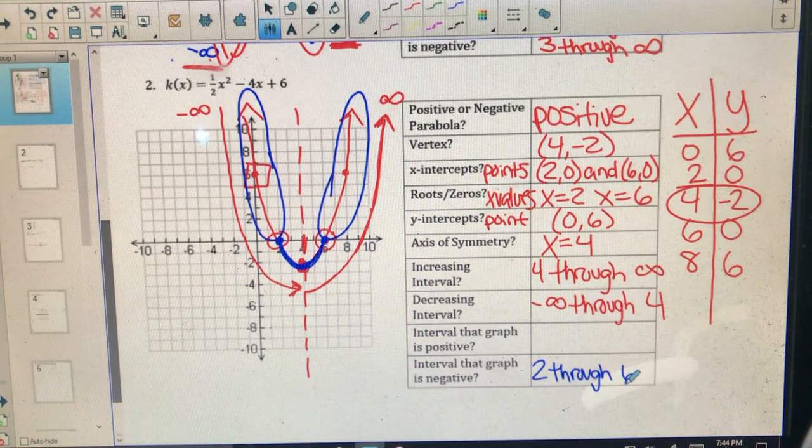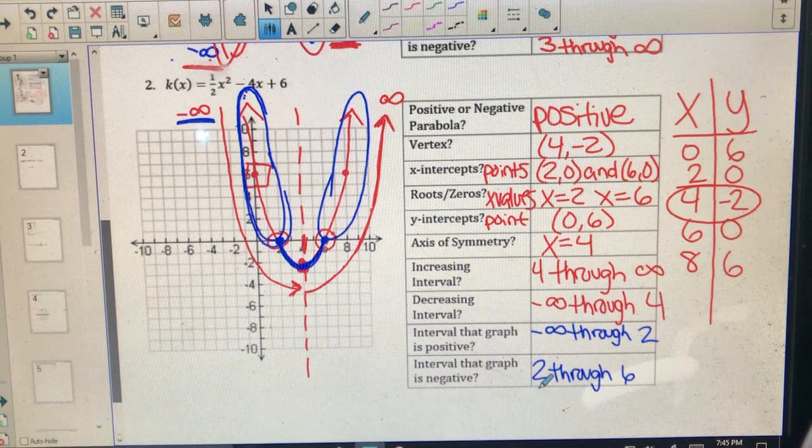So like we said, it's starting to be positive right here, which we already called negative infinity. So from negative infinity through a certain number, it's positive. Well, it's this circle right here. So negative infinity is up there through this value right here where it hits the x-axis, which is 2, which makes sense. If it's positive from negative infinity through 2, it had to start being negative at 2, and it did. Okay, the interval that the graph is positive is negative infinity through 2.